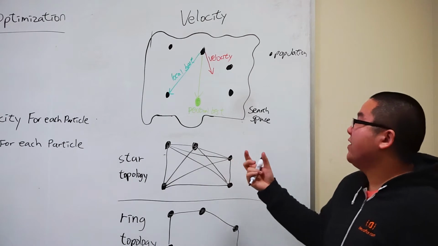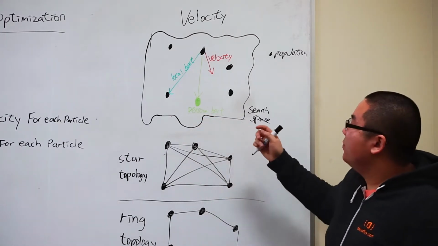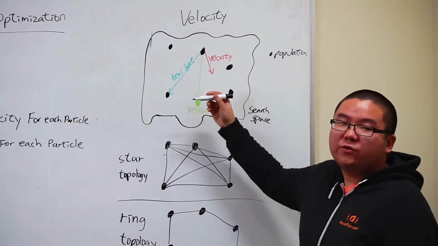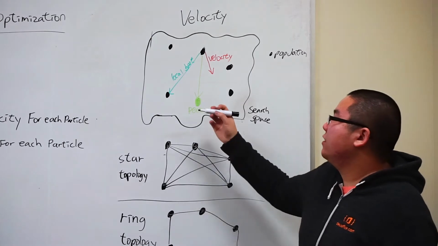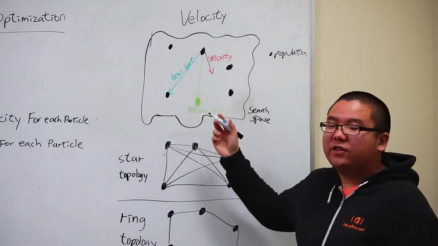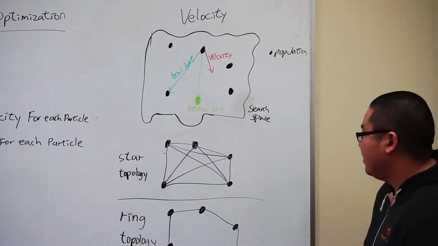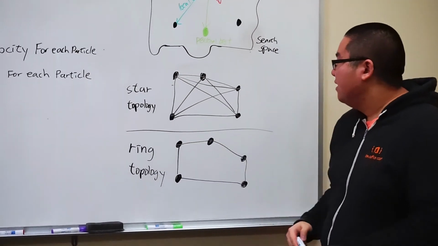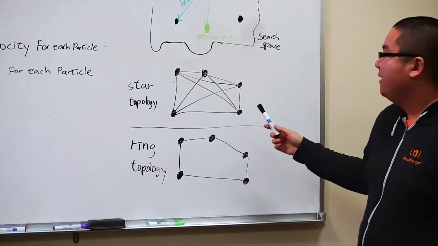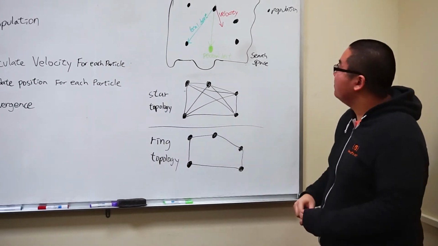A third component of velocity is this idea of the local best particle. So here you have a tendency for a particle to swarm towards the history of a local best particle. To determine what the local best particle is, there are two main methods that can be done. The first is known as the star topology. In this case, all the particles are interconnected, so each particle can have an influence on all the other particles.